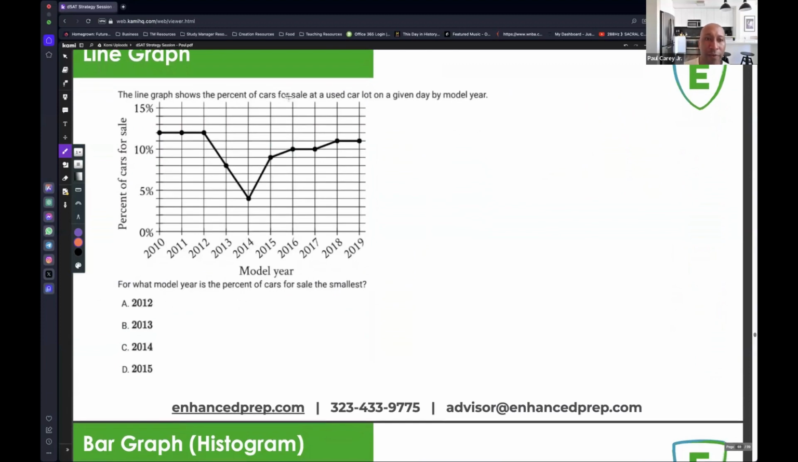Okay? So this line graph shows the percentage of cars on sale used to use quite a lot on a given day by model. We read our axes. These are going to be our model years. This is going to be our percentage, our percent of car sales. For what model year is the percent of cars for sale the smallest? Well, we find our spot. We come down to our value, draw it down here, and then we see that that's going to be our 2014.